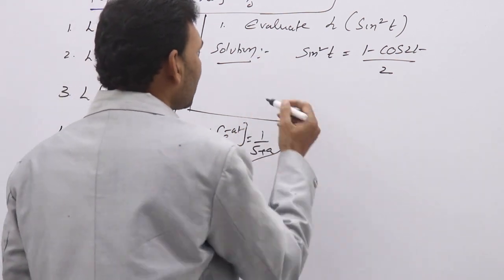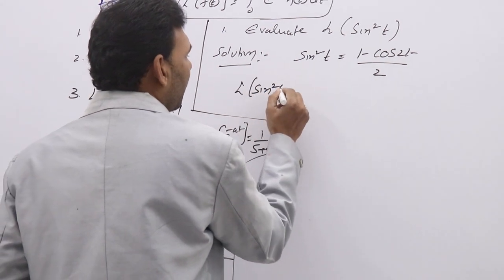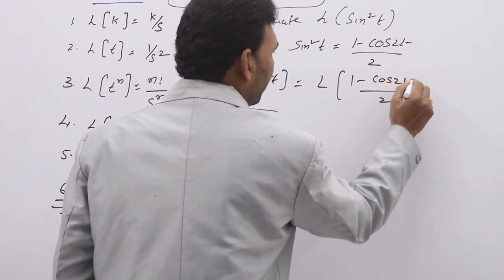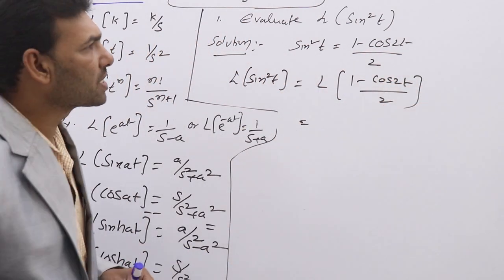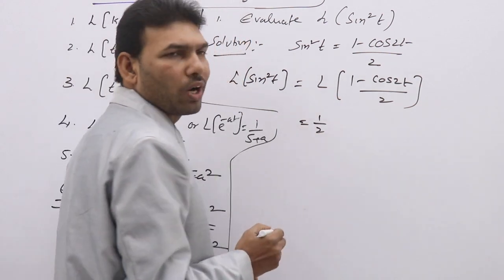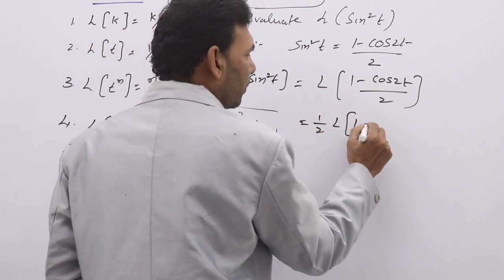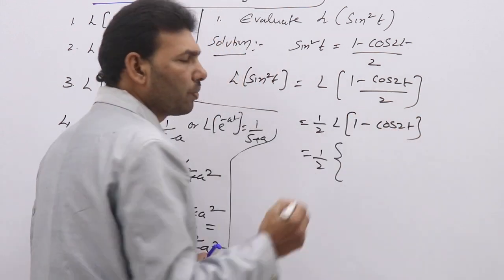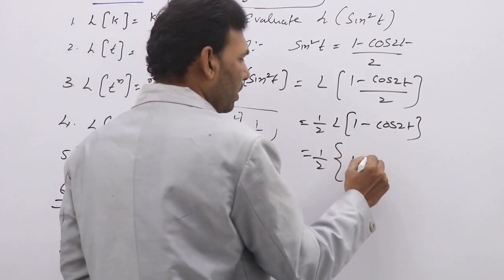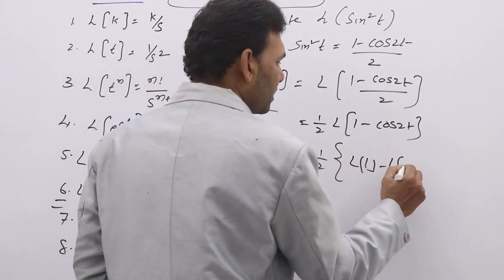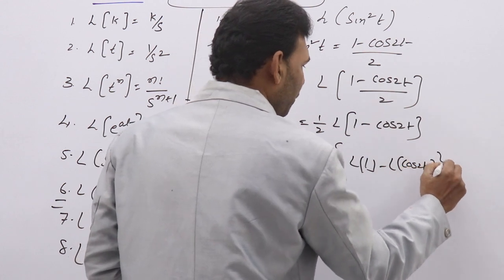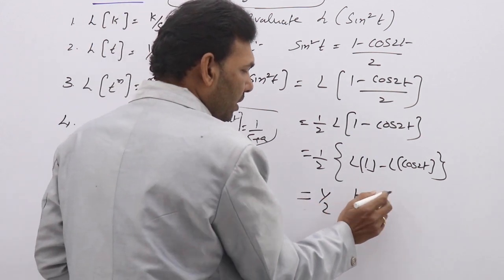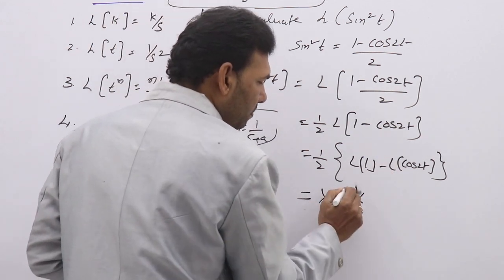So if you replace sin square t with this formula, L of 1 minus cos 2t by 2. Here 1 by 2 is a constant. Keep 1 by 2 constant, and apply Laplace for the remaining 1 minus cos 2t. 1 by 2 into, apply Laplace for each term: L of 1 minus L of cos 2t. L of 1, L of k, is k by s, so L of 1 is 1 by s.